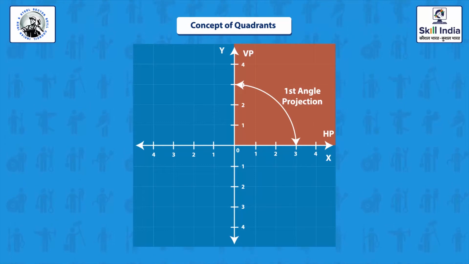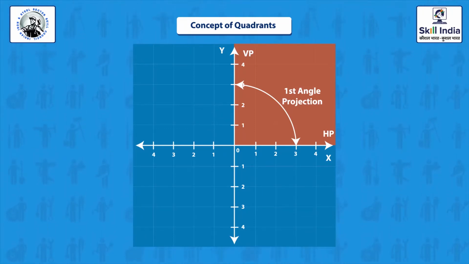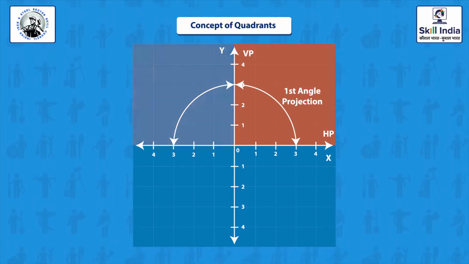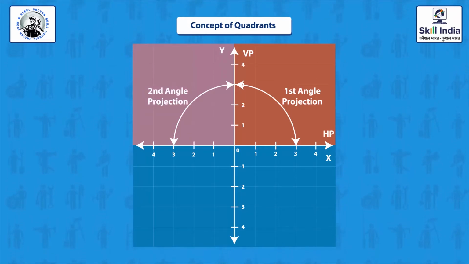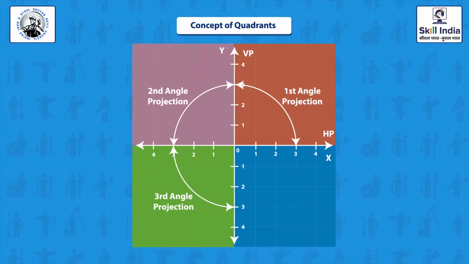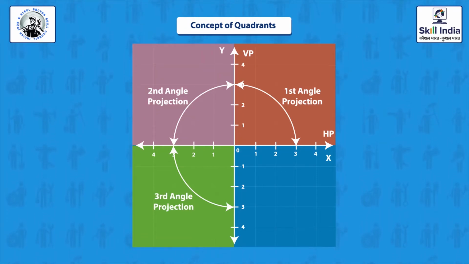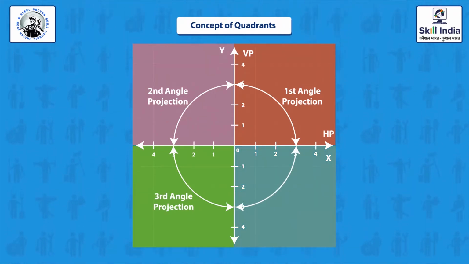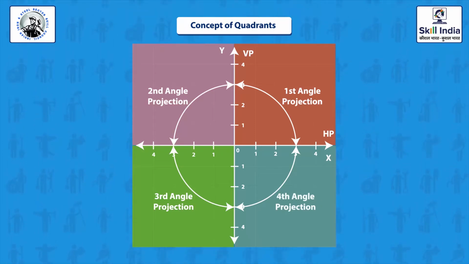If the projection is in its first quadrant, it is the first angle projection. If it is in the second quadrant, it is the second angle projection. If we imagine the projection in the third quadrant, it is a third angle projection. And in the fourth quadrant means it's a fourth angle projection.